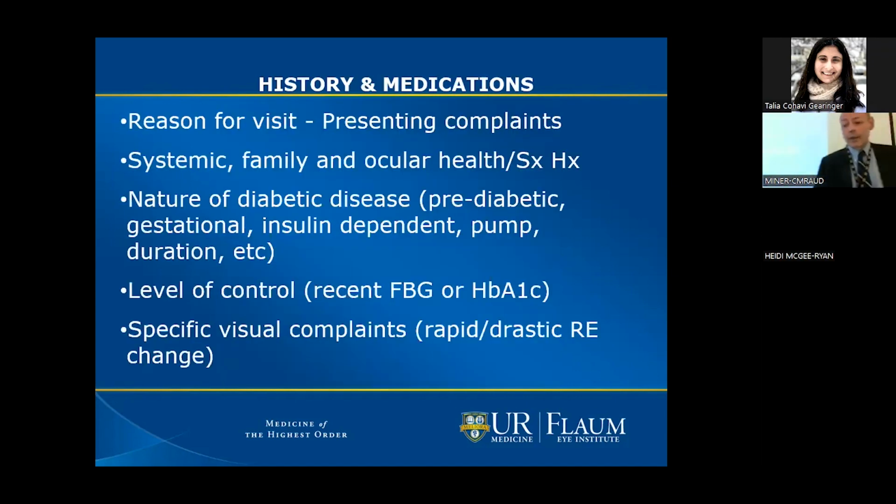So what are the things that we need as part of our history and our workup? Obviously, we always need to know what the patient's presenting complaints are. Is there any sort of systemic, family, ocular health history, pertinent surgical history? If they are diabetic, what is the nature of their diabetic disease? You know, are they pre-diabetic? Maybe they're a little overweight. Maybe they're not. They lead a very sedentary lifestyle. We know that those things all have impact on overall sugar levels.